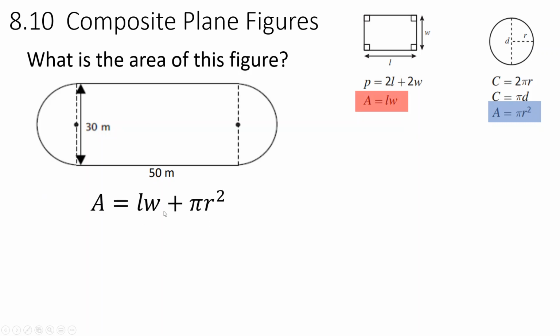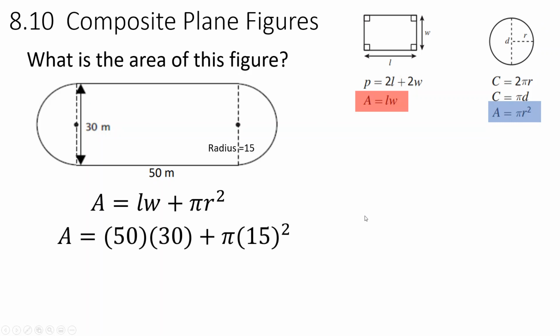So area is length times width for the rectangle and pi r squared for the circle. So we have our length times width. Before you do the substituting, realize that, yeah, this is 30, but for area of a circle, you only need the radius. So you're going to realize that the radius is 15. So when you plug it all in, length times width, pi r squared.